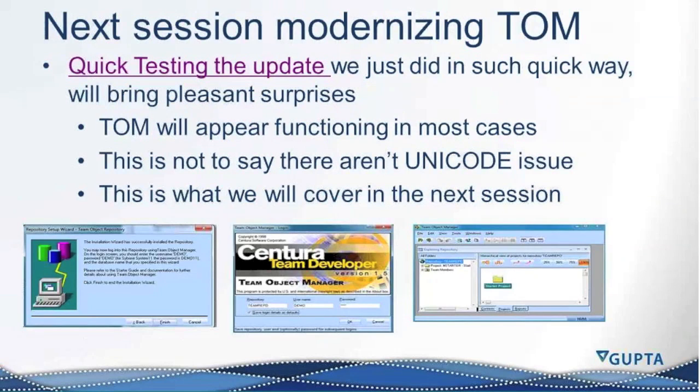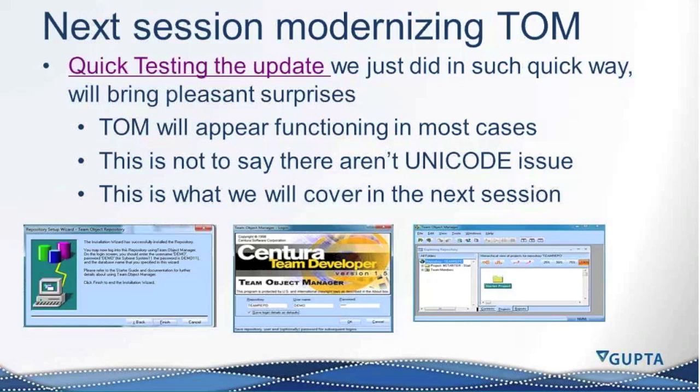The next session is actually about modernizing Tom, or updating your Tom application for Unicode issues. So quick testing. We'll do a quick test. I hope we can connect to the database using TD 6.1. As you can see, we built our application and all APDs in TD 6.1 quickly using the batch file within 5 minutes. It's a surprise that you could do it in 5 minutes and move your application forward a decade or so.